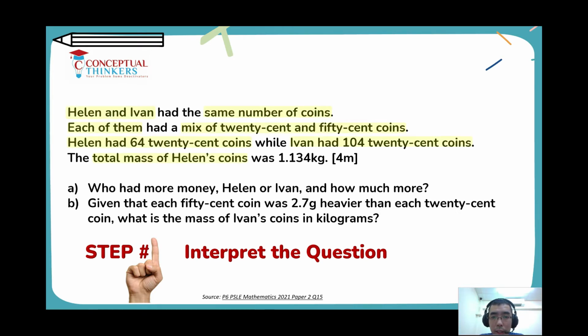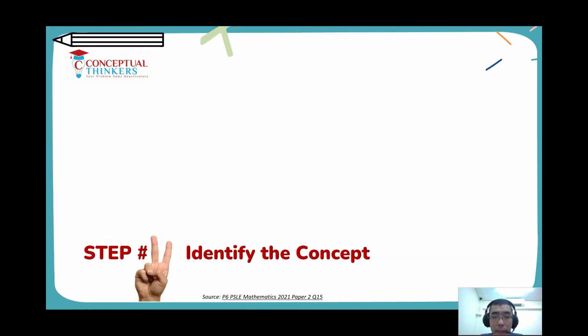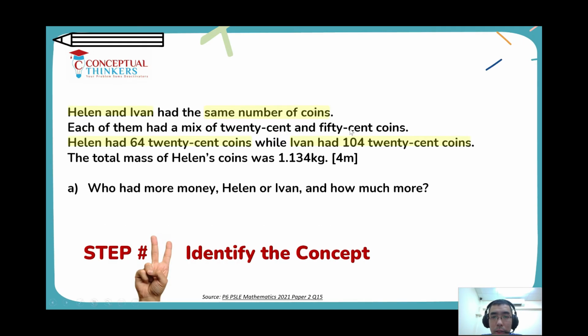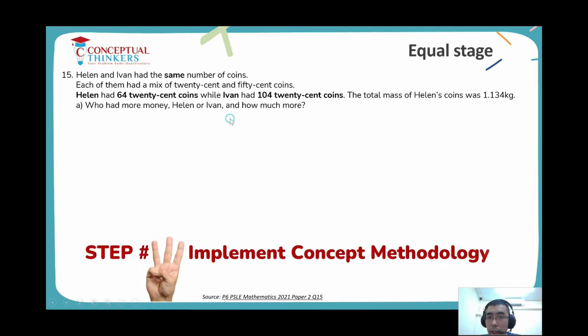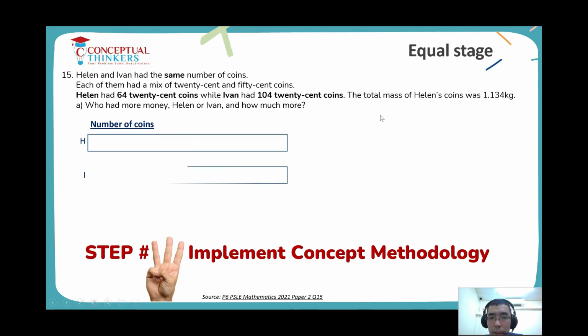Okay, so let's try to identify the concept. These are the key phrases for the question, and the red color will highlight the key phrases. Next, let's identify the concept. The most important thing is we notice that they have the same number of coins, so we will classify this concept under equal stage concept. And next, let's see how we implement the concept methodology. First, we will look at the number of coins and start to draw the model.